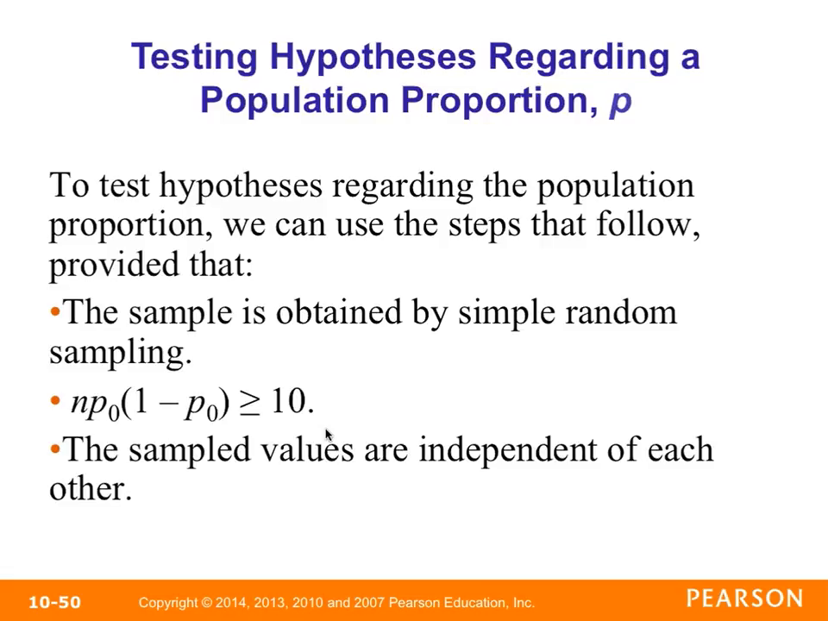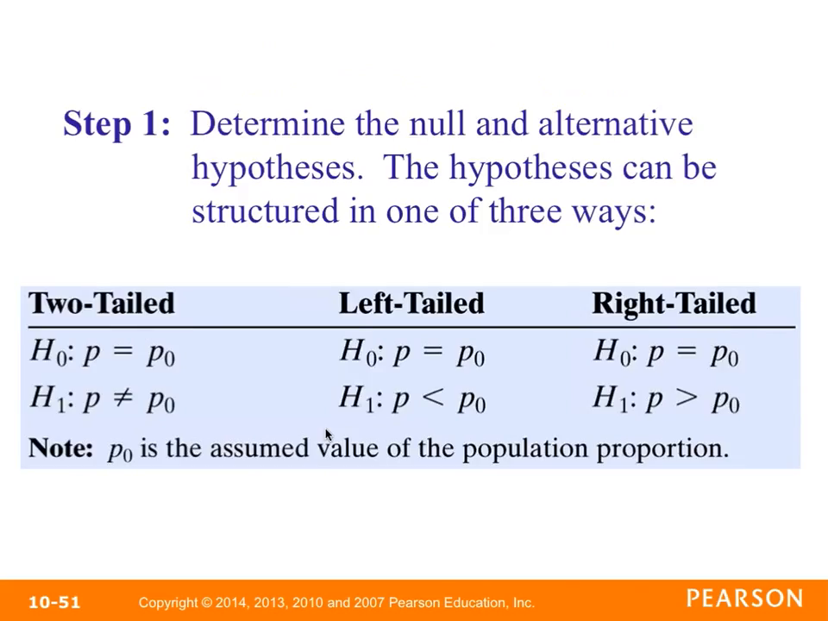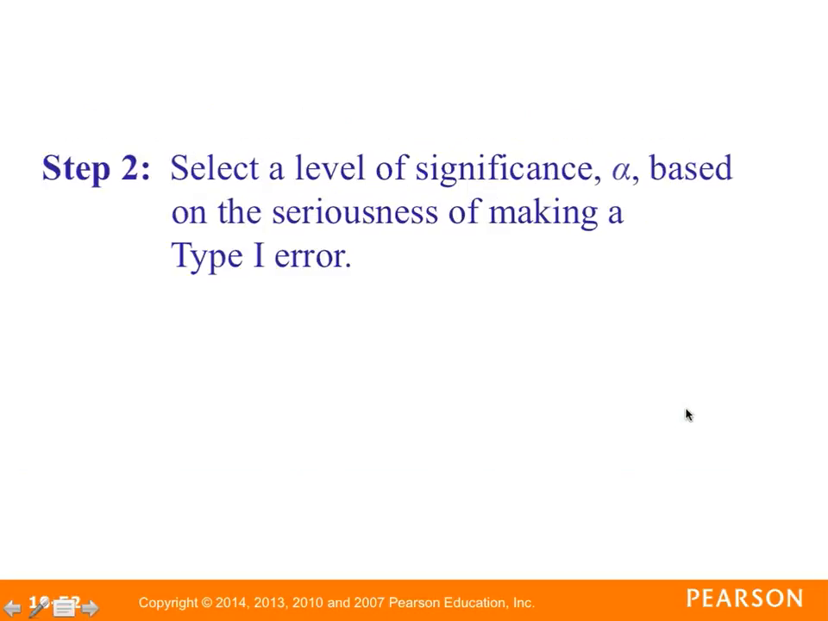So in order to actually test this, we have to have these things be true, and then we set up our null and our alternative hypotheses. So you'll notice the null hypothesis is the same everywhere, p equals p naught. P naught is just the assumed value of your population proportion. And then we have a two-tailed test, p not equal to, a left-tailed, which is p less than, and a right-tailed, which is p greater than.